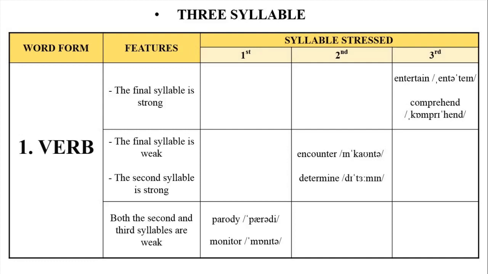If the final syllable is weak and the second syllable is strong, stress will be placed on the second one. For example, encounter and determine. If both the second and third syllables are weak, then the stress falls on the first syllable. For example, parody and monitor.